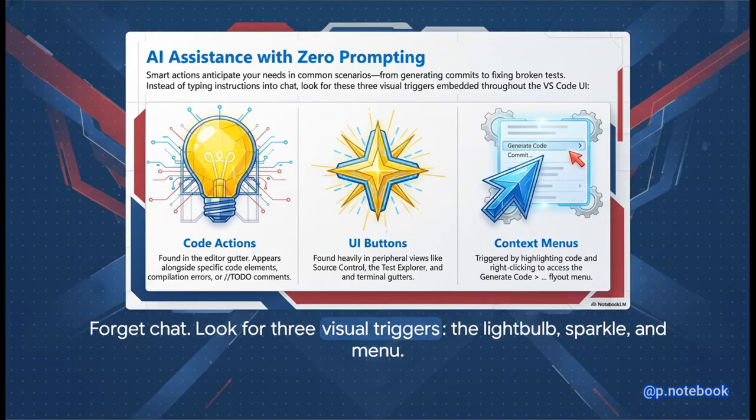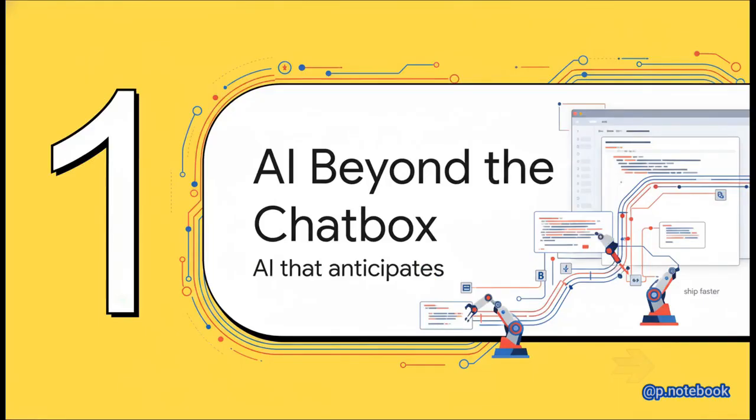So for now, forget the chat box. Our new heroes are the yellow light bulb for code actions, that little golden sparkle on UI buttons, and of course, the good old right-click menu. These are your new secret gateways to AI power. Yeah, we're moving way beyond the chat box here. We're talking about a totally new way of working, where the AI is woven directly into your workflow. It's about using an assistant that doesn't just wait for you to ask a question, but is actively there to help you code, debug, and ship stuff faster.